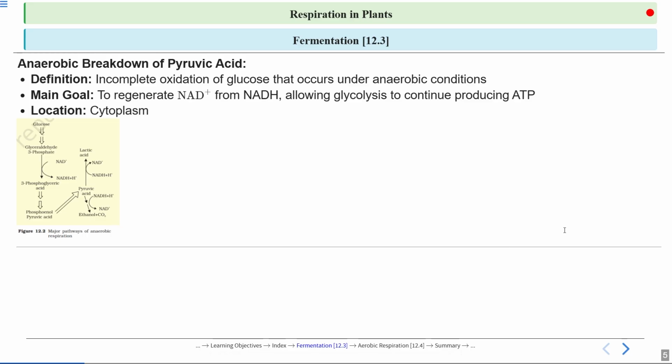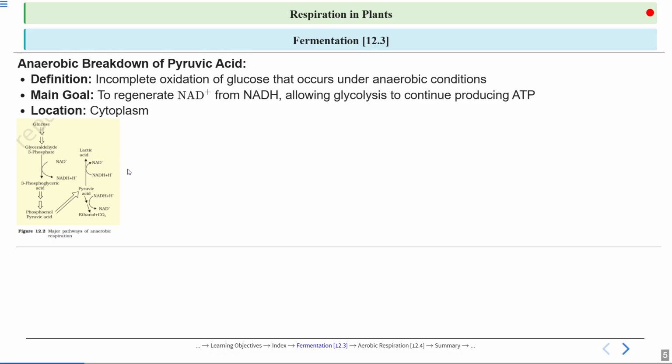Now the next step is reduction. The two molecules of acetaldehyde are then reduced to two molecules of ethanol. So the two NADH molecules produced during glycolysis are oxidized back to NAD plus in this step, allowing glycolysis to continue. So the end results, if you see here, are ethanol and carbon dioxide in case of alcoholic fermentation of pyruvic acid.